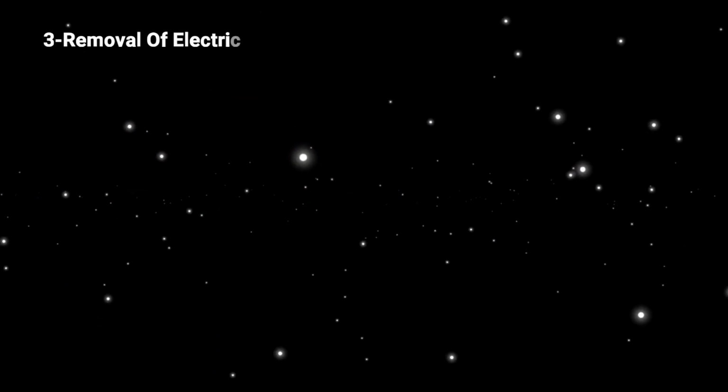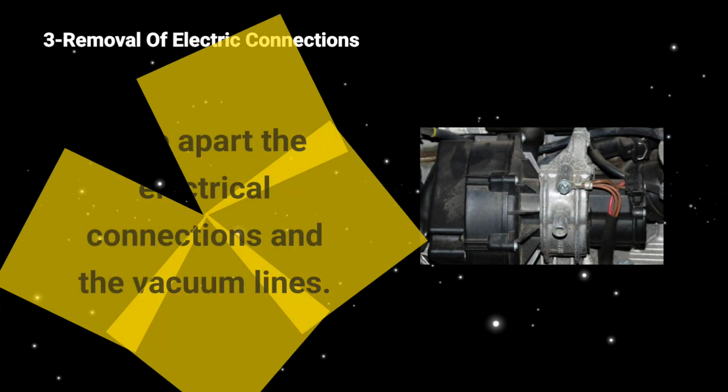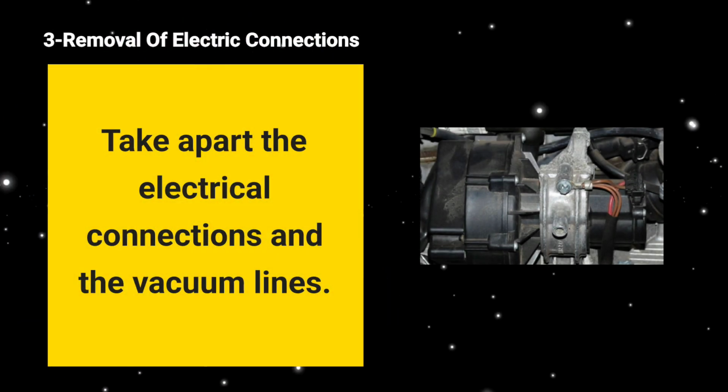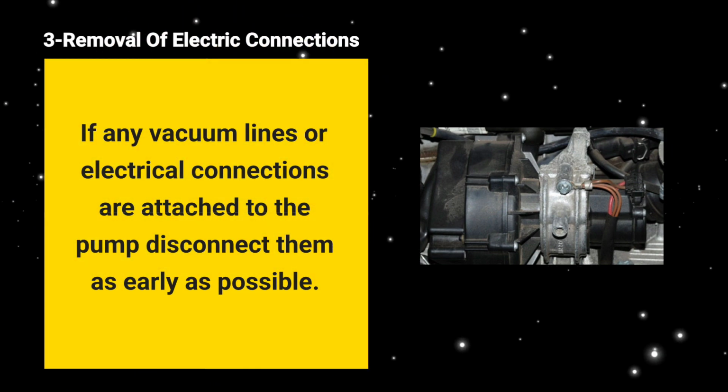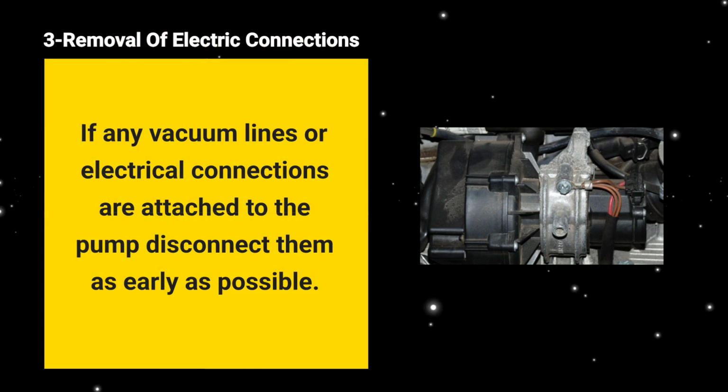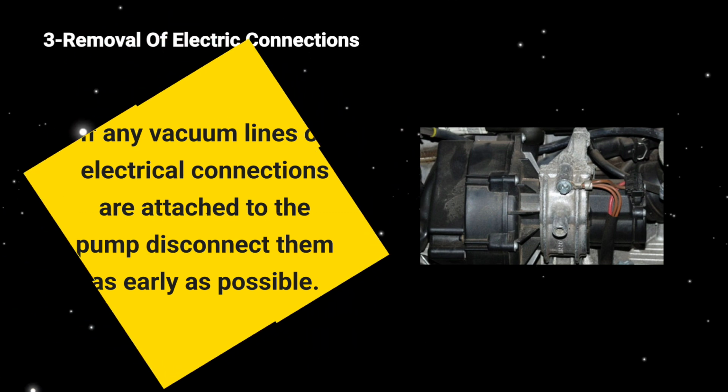Step 3. Removal of electric connections. Take apart the electrical connections and the vacuum lines. If any vacuum lines or electrical connections are attached to the pump, disconnect them as early as possible.